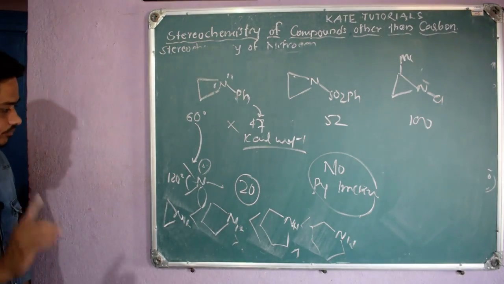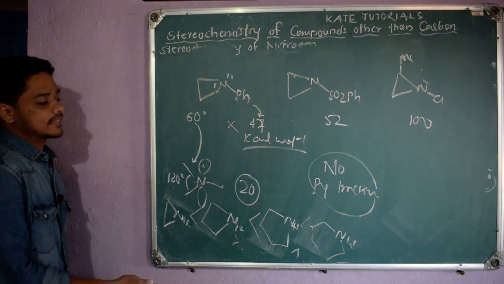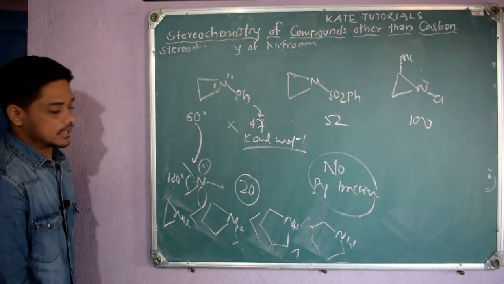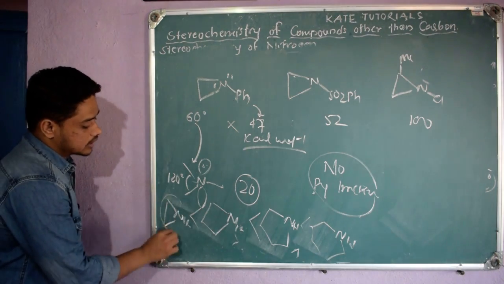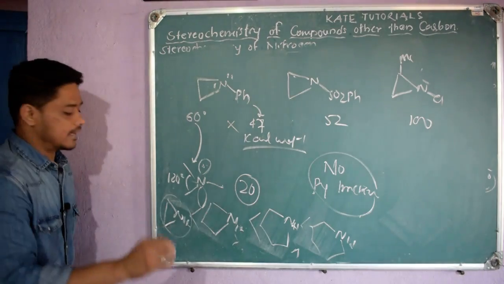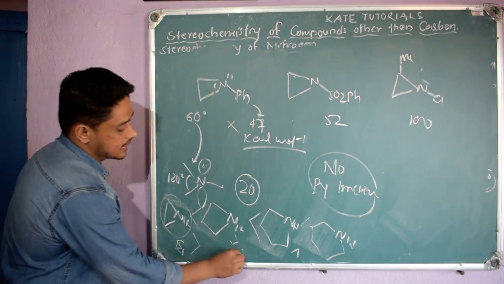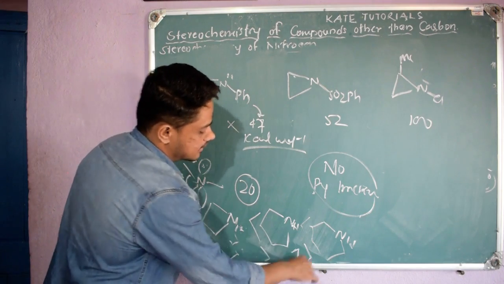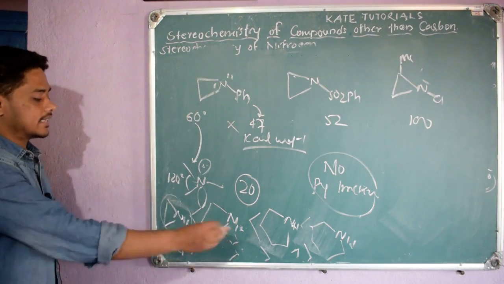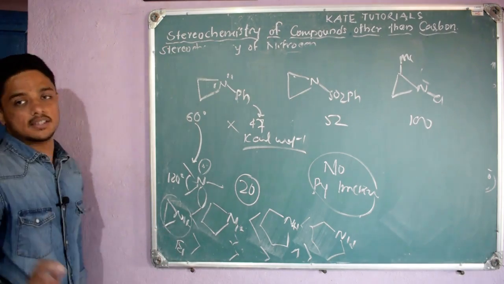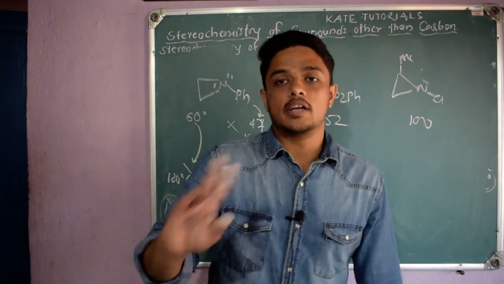One thing: they may also ask you to write the activation energy or energy required for inversion. The energy required for inversion of this 3 membered will be very high. So for A, this will be high, then this, and then this, like this. The reason is that it is less inverted, so more energy is needed, because both are inversely proportional.